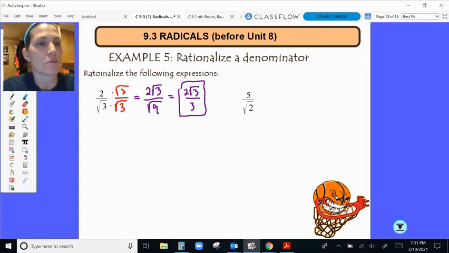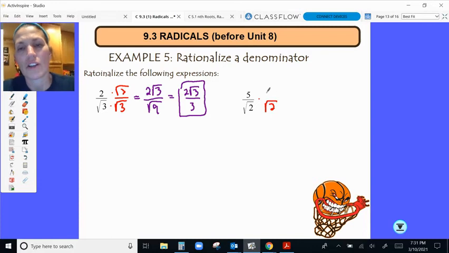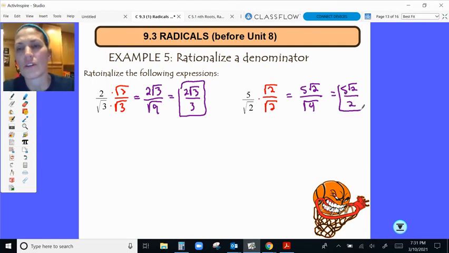This one over here, let's multiply by the square root of 2 on the top and bottom. Square root of 2 over the square root of 2. Okay. 5 times the square root of 2 is 5 square root of 2. Square root of 2 times square root of 2 is the square root of 4. So that's going to give us 5 square root of 2 over 2.